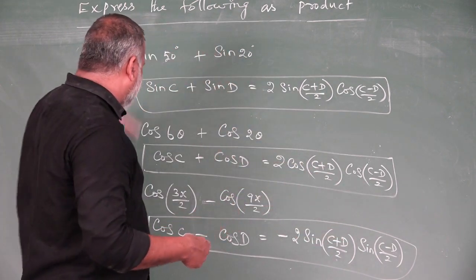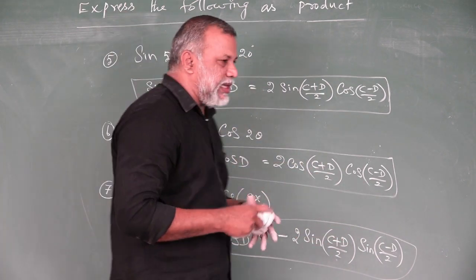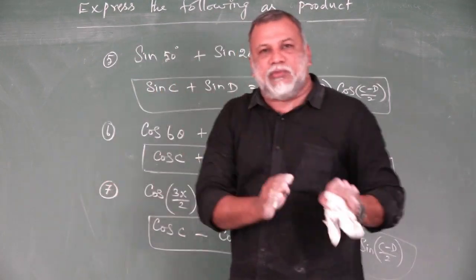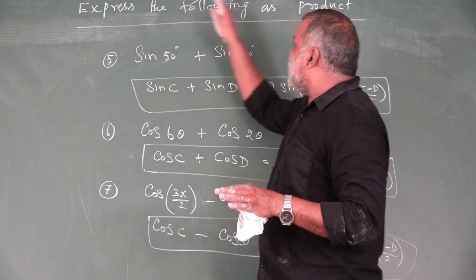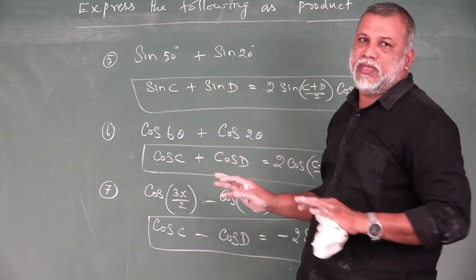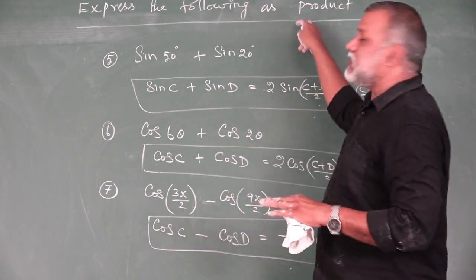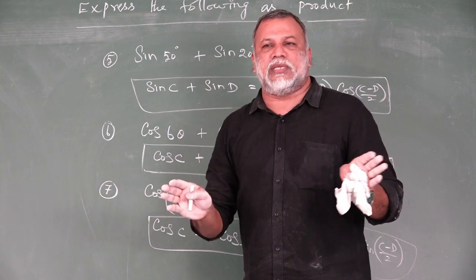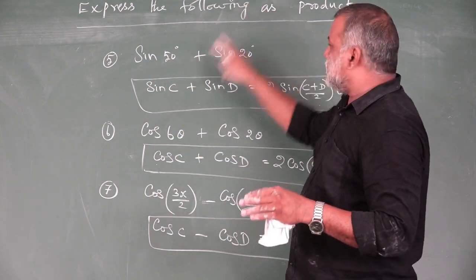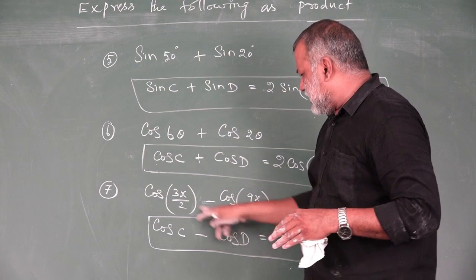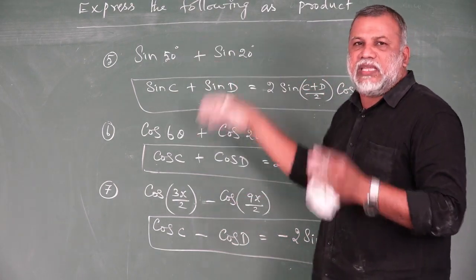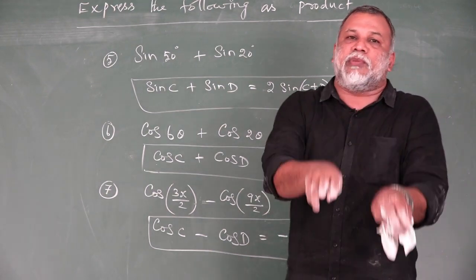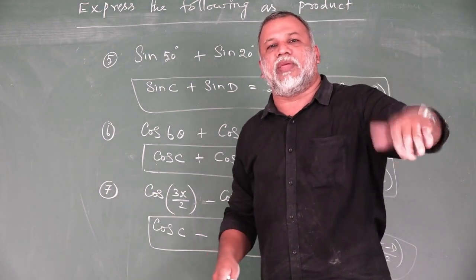So you can work out these three problems. Already we discussed many things. In this model, this is type number 2. In the first model, we already worked out expressing the following as sum or difference. Here, express the following as product. So these are the two related types. Given addition or subtraction, the resultant must be a product. Given a product, the resultant is a sum or the difference.